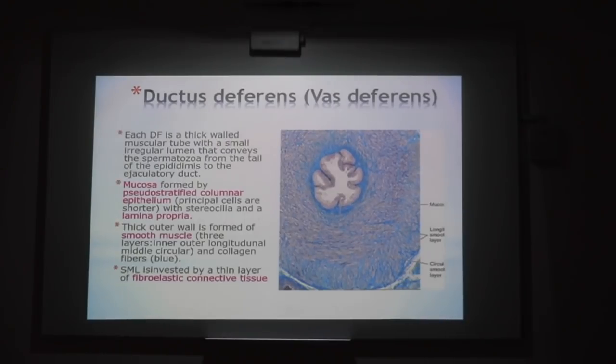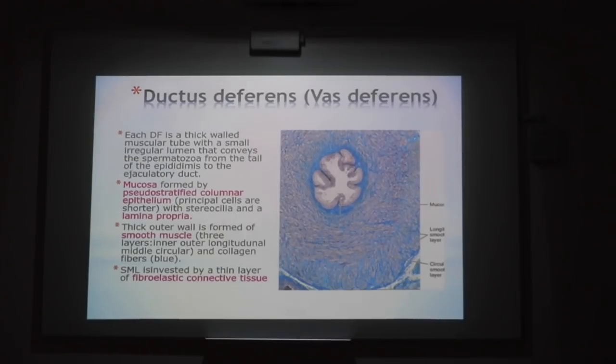Next, we are looking at the vas deferens. Now, vas deferens is a highly muscular tube. It starts from the tail of the epididymis, and it passes over the back of the testes. Then it passes through the external inguinal ring, through the internal inguinal ring, and then enters into the abdomen, and then goes back towards the bladder, joins the seminal vesicles, and opens into the urethra with the ejaculatory duct.